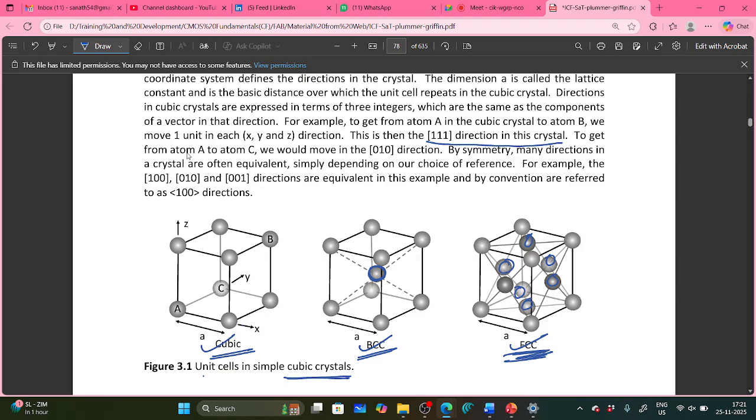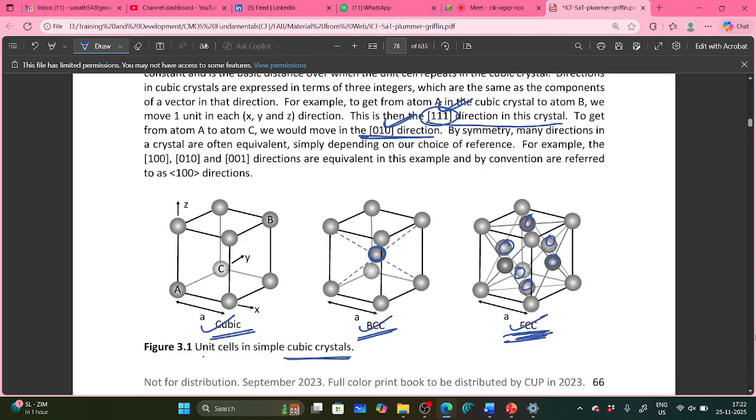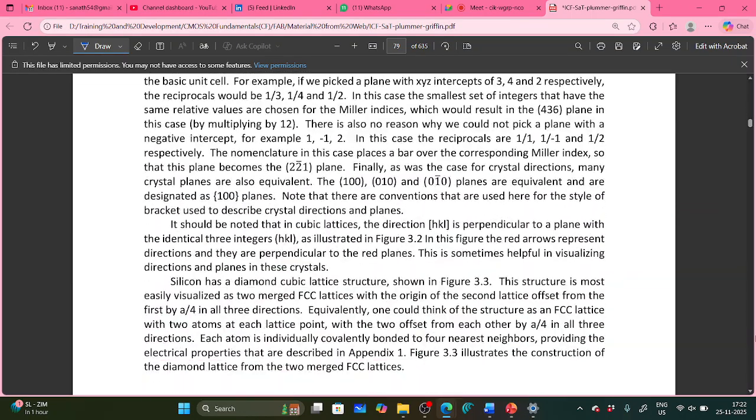Suppose atom A to atom C means what? Atom A to atom C means the 0, 1, 0 direction. When it is moving from atom A to the opposite corner atom, that means the 1, 1, 1 direction. Atom A to atom C means what direction? 0, 1, 0 direction. Many directions are there, but basically we are concentrating on these two directions.